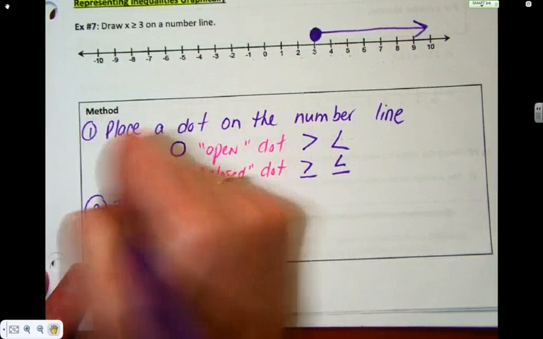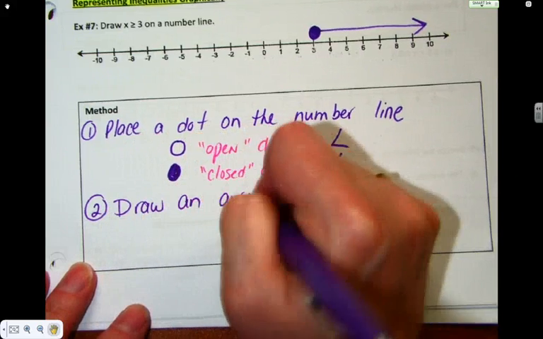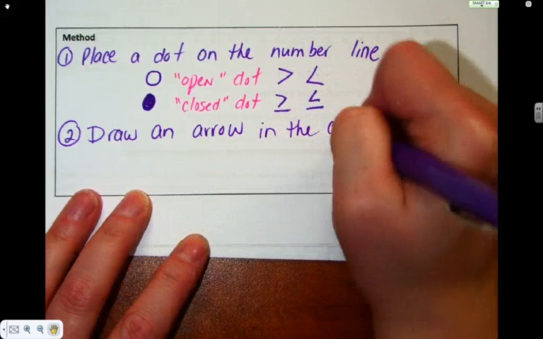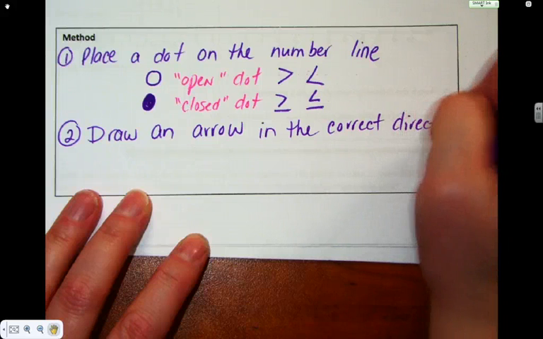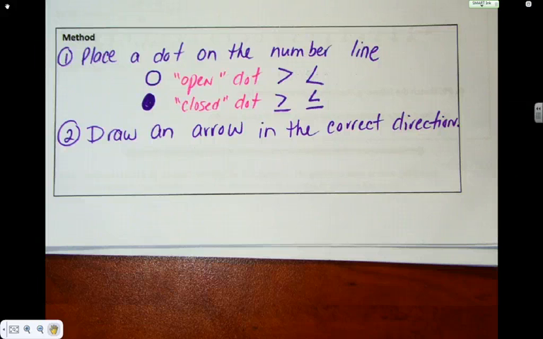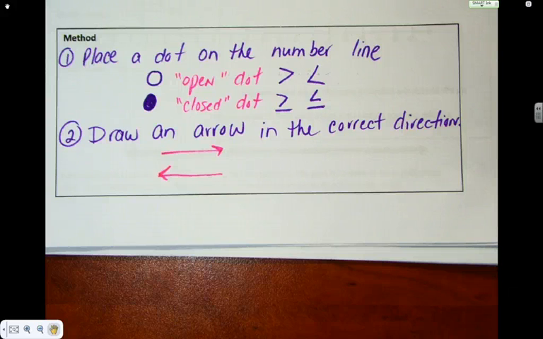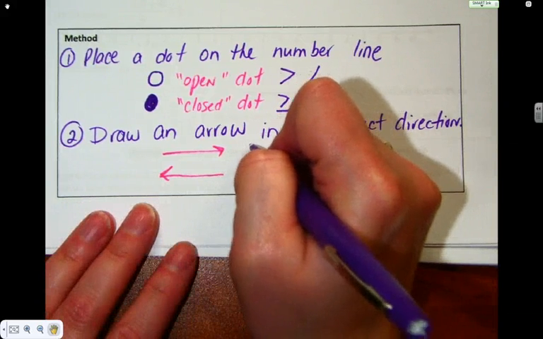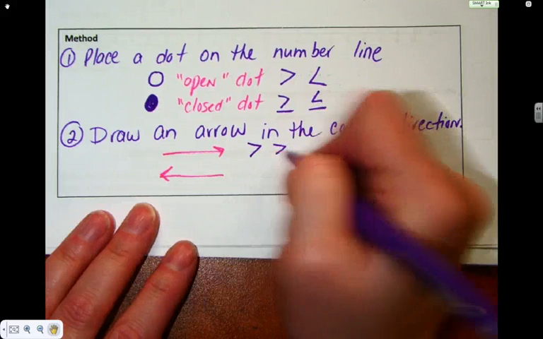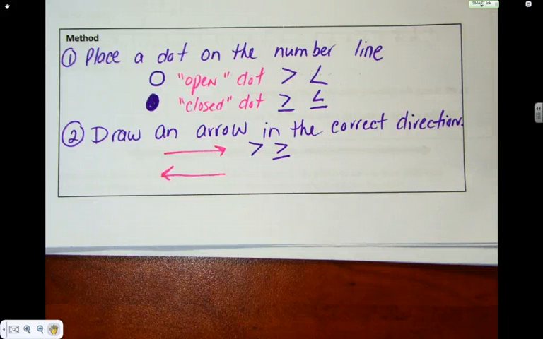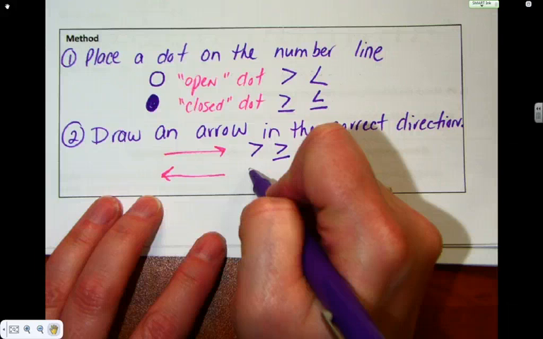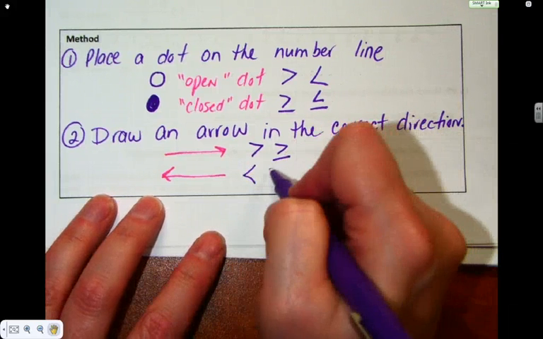Step number 2, draw an arrow in the correct direction. We have 2 choices. The arrow is either going to go to the right or it's going to go to the left. Those are the only 2 choices. It never goes up or down. It goes to the right if the symbol is greater than or greater than or equal to. It goes to the left if the symbol is less than or less than or equal to.